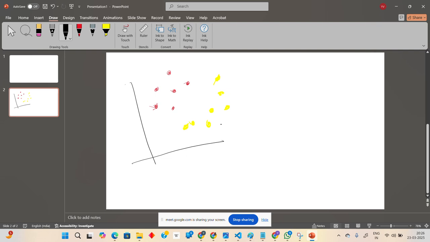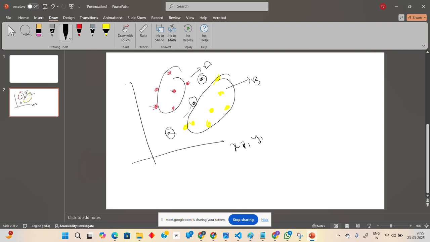The new point. So this is the new point. Let us consider x1, y1. That new point can be here, black colored. It can be anywhere. I will center it. This center represents the new point. So we have to find out which class this new point belongs to. This is class A. Let us consider these are class B. So I want to find out whether the new point belongs to class A or class B.